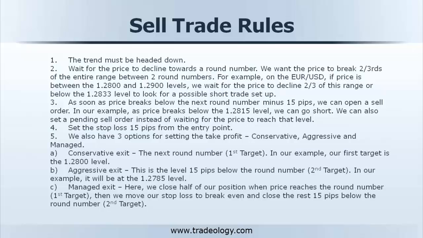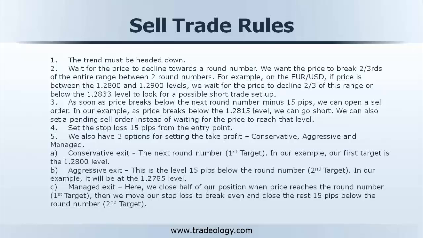The next one is the aggressive exit, and this is the level 15 pips below the round number, also known as our second target. And once again, on the indicator, you will see a horizontal line and a text label called second target, so it'll be very easy to spot. You won't be able to miss it.